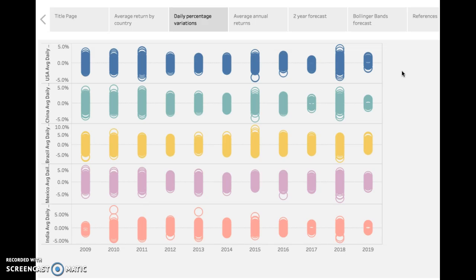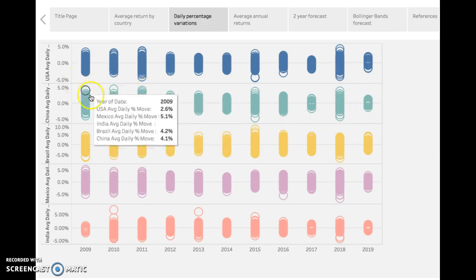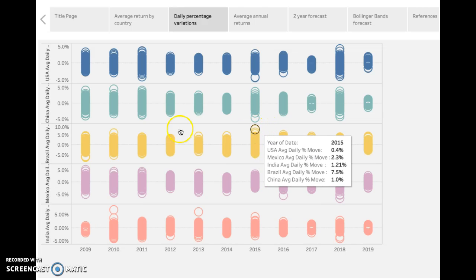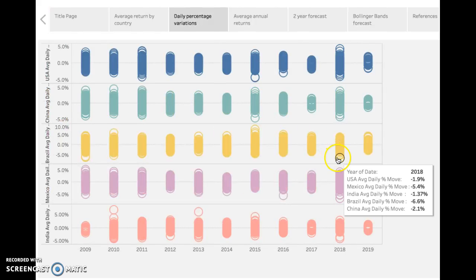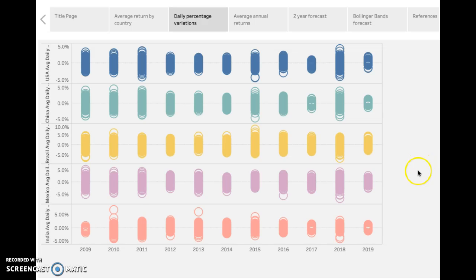The same cannot be said for others, as we see more outlier moves in China right here, and Brazil, and here's a swing up to 10% and past 6 or 7. Mexico also has a lot more outlier moves, same thing with India. So we can state that day to day, the United States not only has been growing more rapidly, it has less volatility.